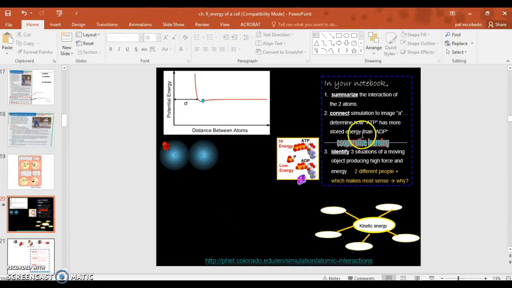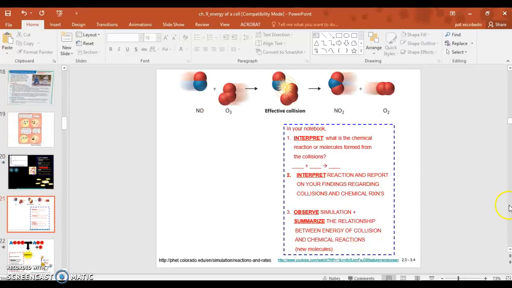Again, use the simulation to complete these 3 questions, a lot of which is just you summarizing your ideas or what you observed. And the third one is just come up with 3 brainstormed ideas or examples in the real world of a moving object producing a high force or energy. The next slide goes on to use another PhET simulation, and so I'll go ahead and open that up for you now.